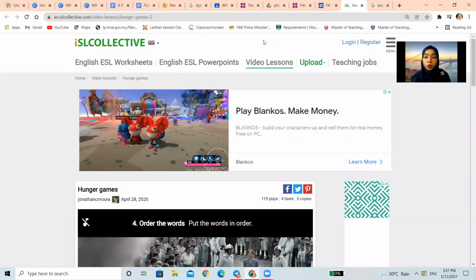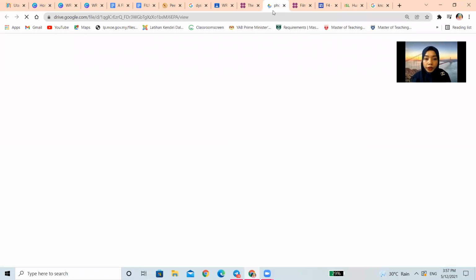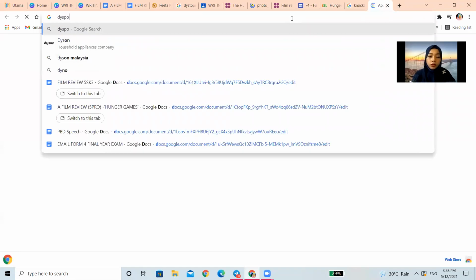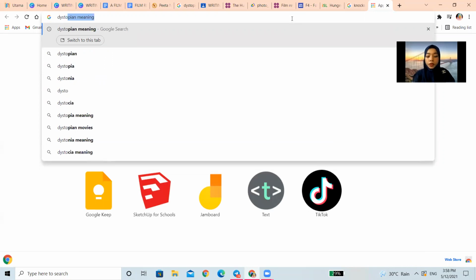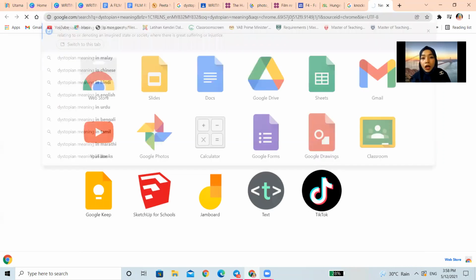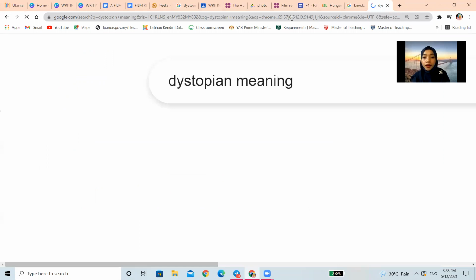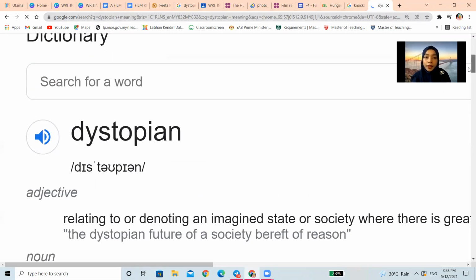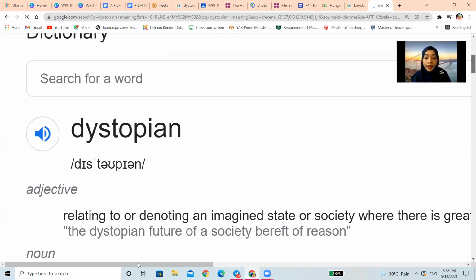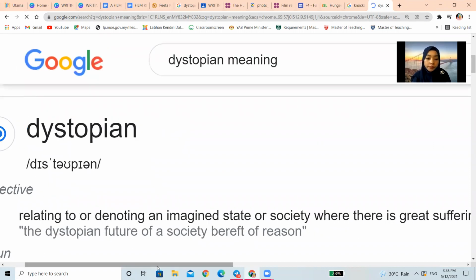People who do write film reviews have used this particular word. Let's just see if we can find it somewhere. I've already opened it. So when you check the word dystopian, what it means is a state in which people are mostly suffering, and it gives you an eerie feeling. So do tell us, in your watching of the film, what is the social setting.